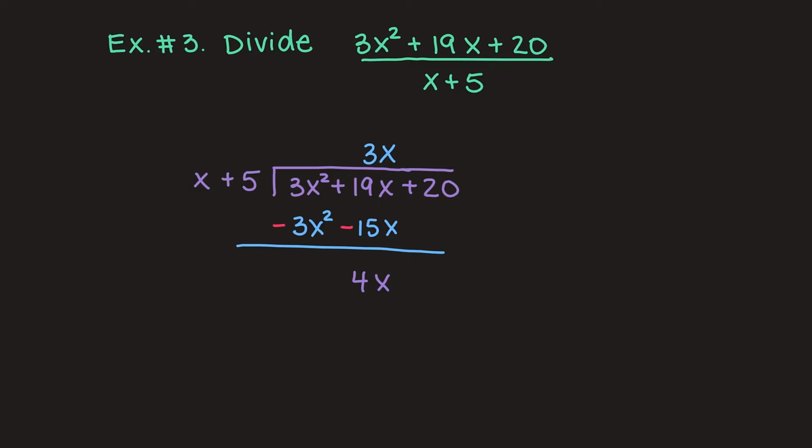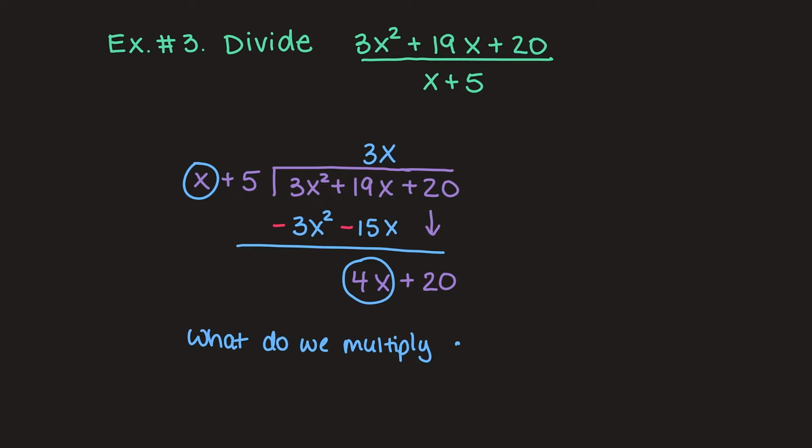Okay, so then the next step would be to bring down the next term. And then we start the process again. Remember, work with the x in x plus 5. Now, what do we multiply x by to get 4x? That will just be 4, since x times 4 is equal to 4x. So we line up the plus 4 right above the 20, since they have the same degree.